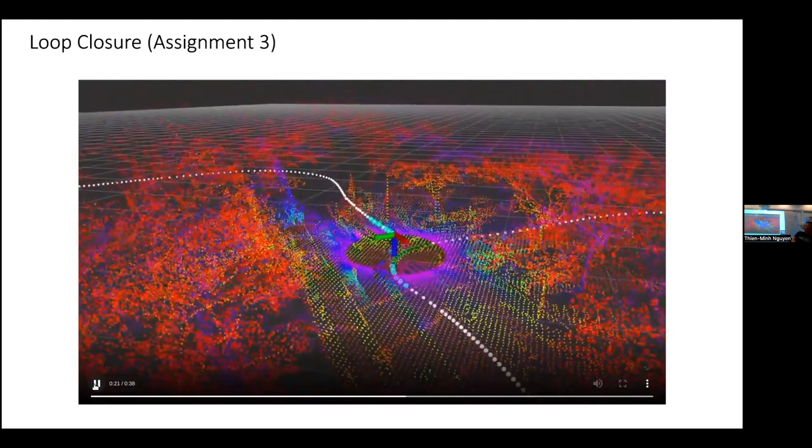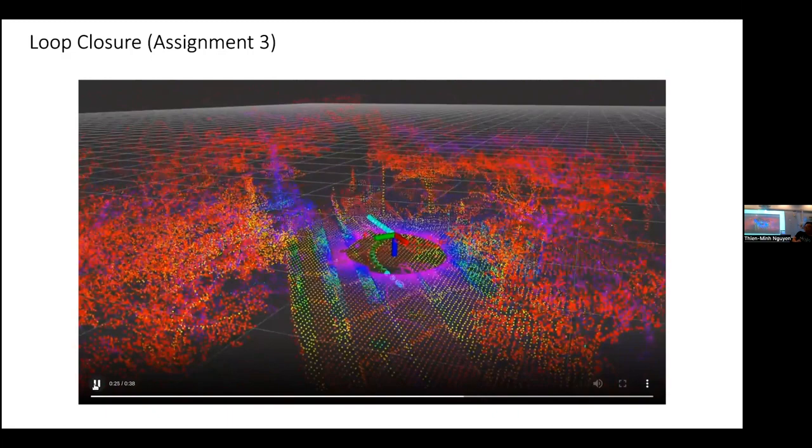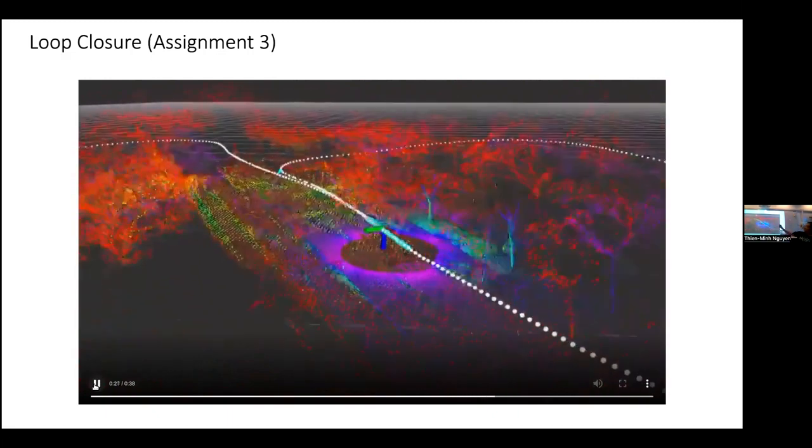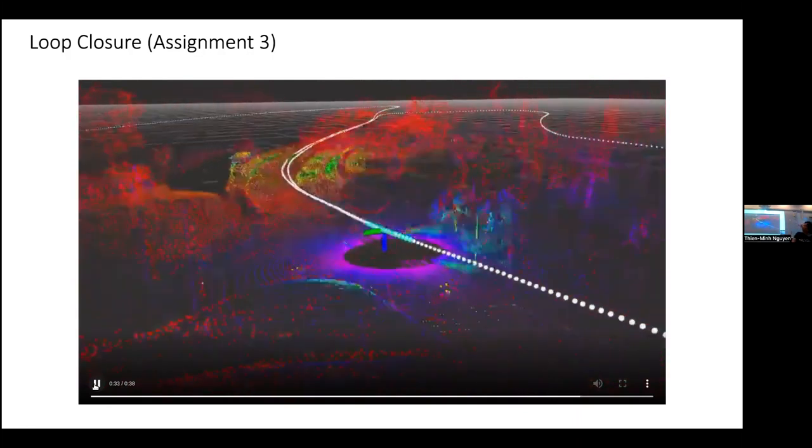And then when ICP gives a pass, we build a loop closure, fuse and optimize it, and then bring up the loop. I mean, close the loop.